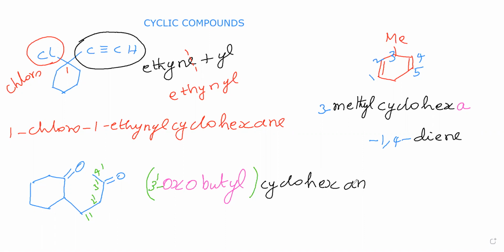Then in this one, the main functional group is ketone. Ketone means the secondary suffix, that is one. Then we have to give numbering for the parent. In this one, the ketonic carbon should get the least position because it is the main functional group. So you start the numbering at the ketonic carbon, then number 2, like this we have given.